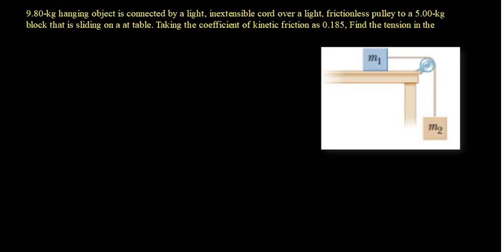Acting on objects. I have two objects here, or two masses, m1 and m2, and the question describes them as follows. 9.8 kg is the hanging object, which means it's m2. It's connected by a light, inextensible cord over a light frictionless pulley to a 5 kg block that is sliding on a table. Taking the coefficient of kinetic friction as 0.185, find the tension in the rod. Sorry, I forgot to mention the rod here, or the cord, whatever you want to call it, it's fine.